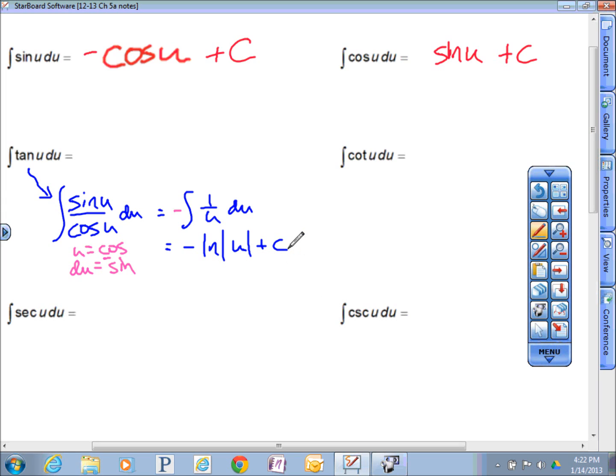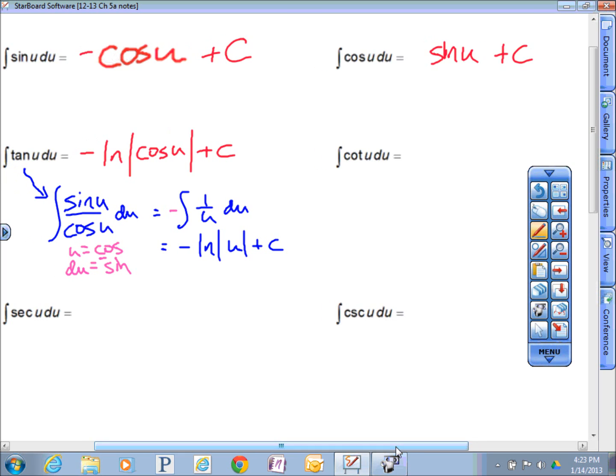Well, when I put my u back in, my antiderivative of tangent is going to be the opposite of the natural log of u, which in this case would be cosine plus my c. Forgive me for using u's all over the place, but I did a u substitution, and in doing so, I made u the denominator. That denominator was cosine. I had to throw in the negative because the derivative of cosine is the opposite of sine. So there's the antiderivative of tangent.